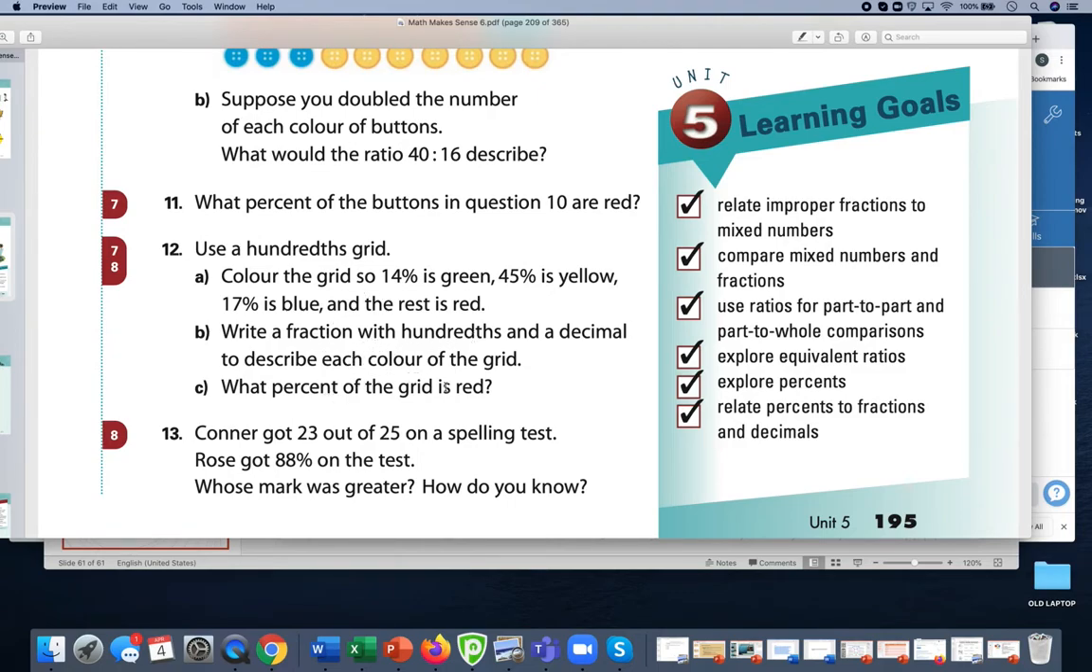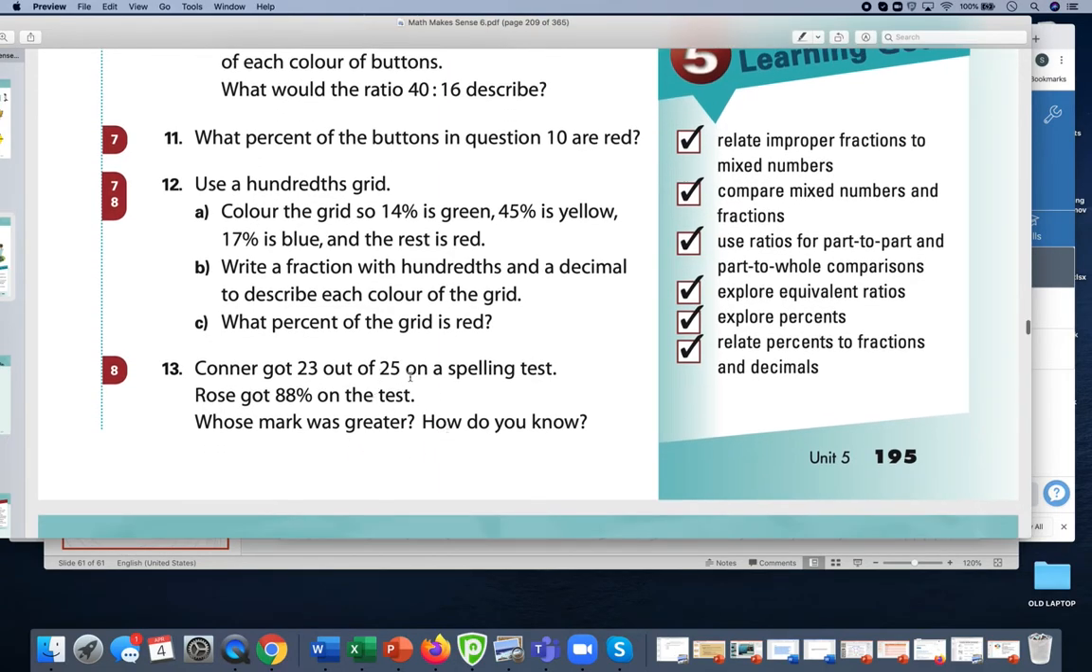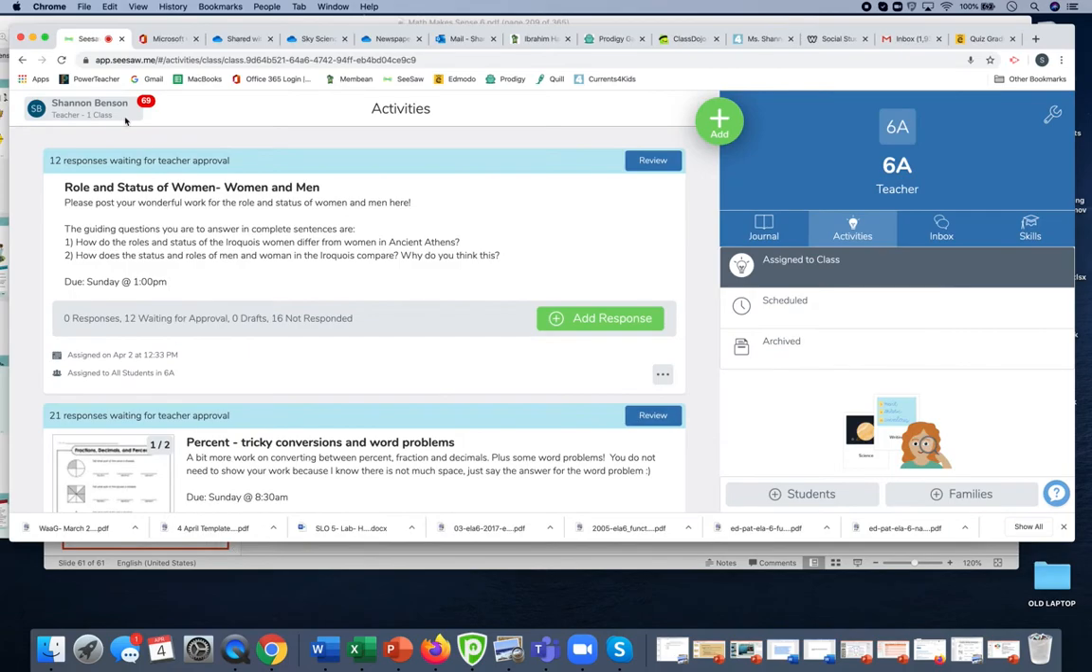And then what percent of the grid is red? That one is really similar to the hiking question that we did earlier. And then this one is really similar to the one that we just did on Edmodo for Minnie Mouse and Sparky, comparing their test results. So you can see who did better, Connor or Rose. Okay, so that is it for tomorrow.